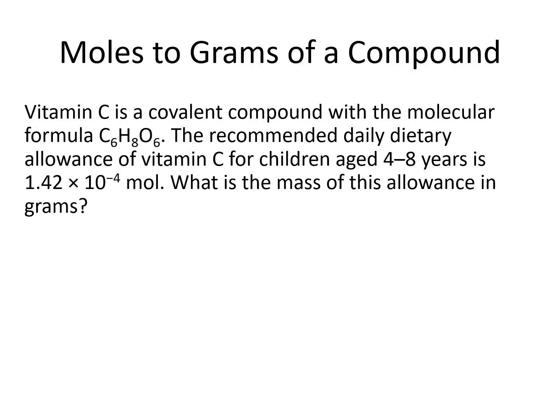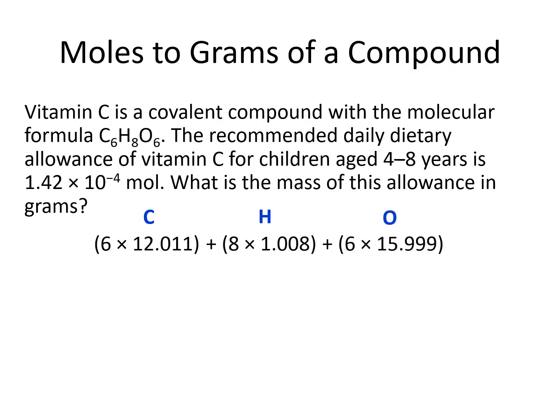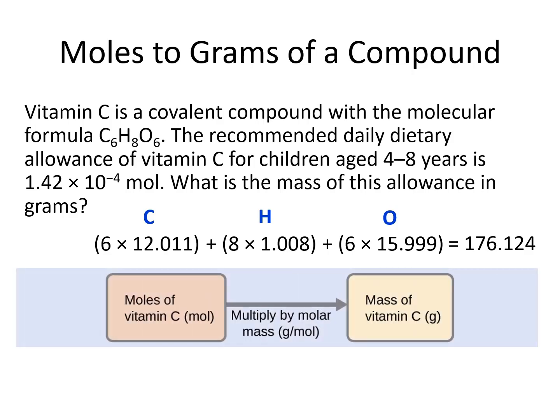First, we would calculate the molar mass of vitamin C by taking 6 times the mass of carbon plus 8 times the mass of hydrogen plus 6 times the mass of oxygen from the periodic table and adding them up. We would come out with 176.124 grams per mole as the molar mass of vitamin C. Then we would use the molar mass as a conversion factor to go from moles to grams.